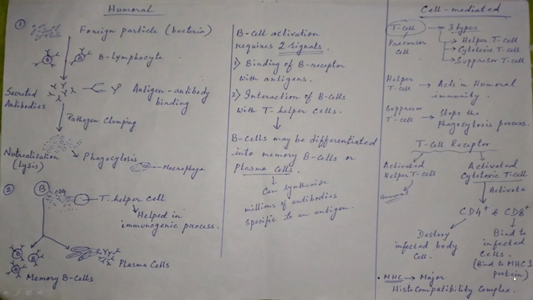they bind to MHC1 protein. What is that MHC1? MHC is major histocompatibility complex. Now this protein binds to those infected cells. And then further reaction takes place, and ultimately the disease establishment is stopped. So these are the two major types of specific immunity.